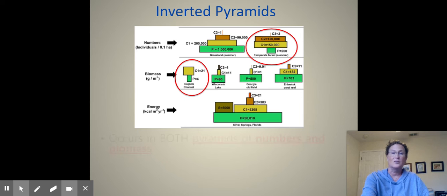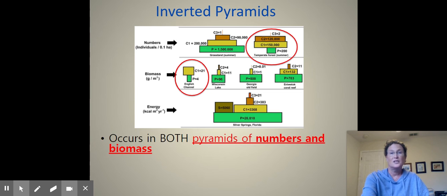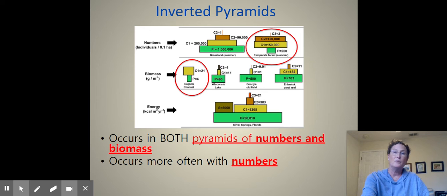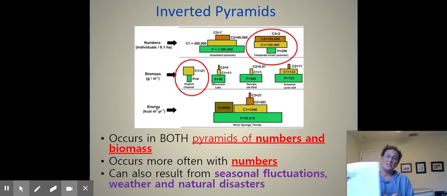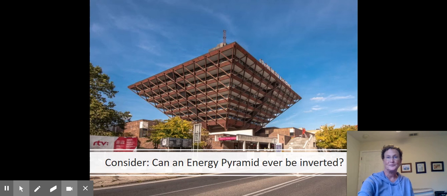So inverted pyramids with numbers, it can work. With biomass, it can work, but it can't work with energy. So inverted pyramids occur with both numbers and biomass. It occurs most often with numbers. But it can also result from seasonal fluctuations, weathers, and natural disasters.